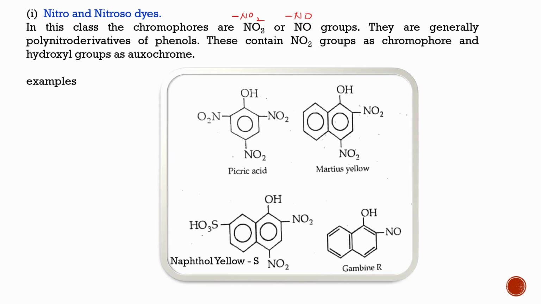Some examples are picric acid. You can see that in picric acid there are 3 NO2 groups attached to the benzene ring, and these are the chromophores, and OH is the oxochrome. Similarly, this is Martius yellow, this is naphthol yellow, and this is gambine R.